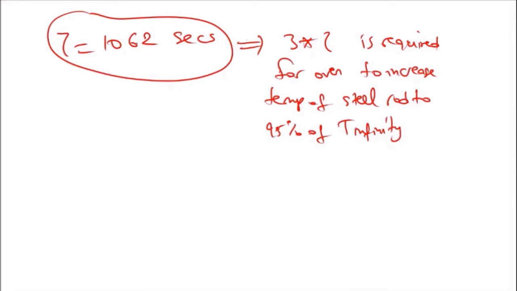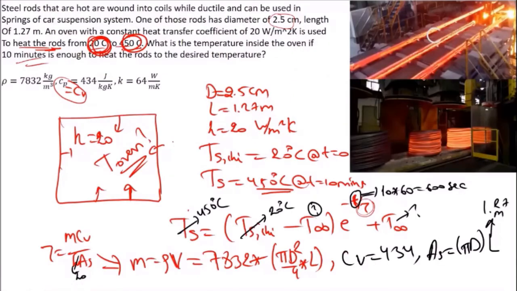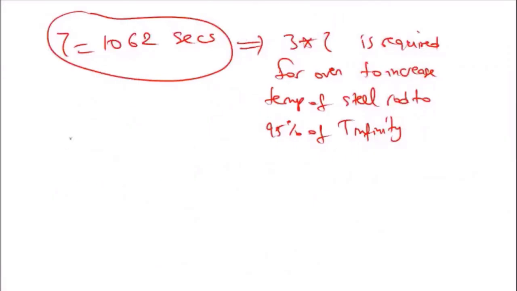This tau is very large because these are steel rods. They are very large steel rods. But for a thermocouple, tau is very small. It is microseconds. Therefore, you should understand what is time constant.